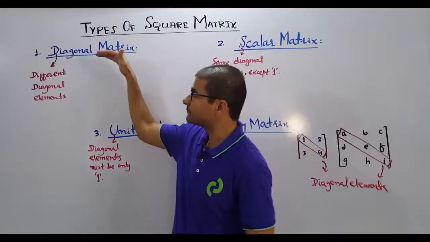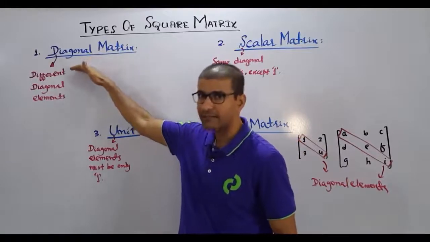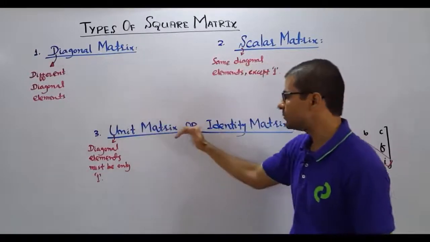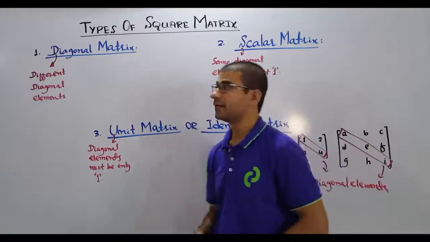We have 3 main types of square matrix: diagonal matrix, scalar matrix, number 3 is unit matrix or identity matrix.